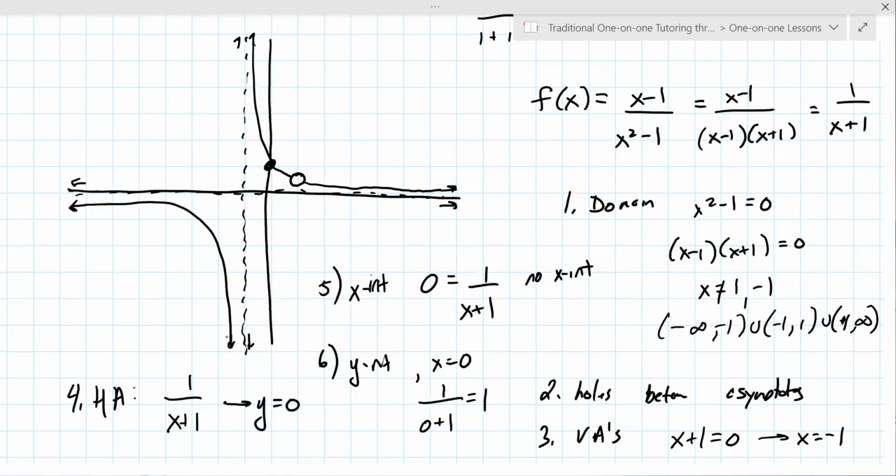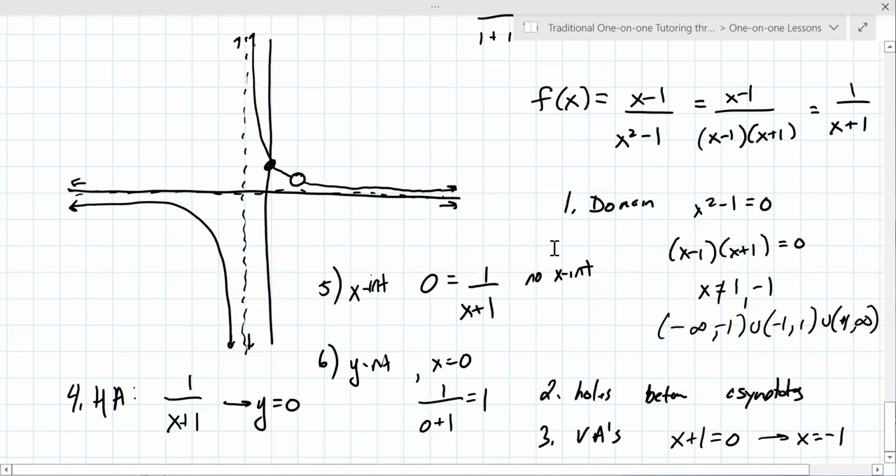I got that. So you'd always use the reduced form. You use the reduced form for everything after holes. For domain, you got to go back to the original. I like to keep them all around because one form is better than another. You'll see that when they get more complicated. It's like which one do you want to use for it?